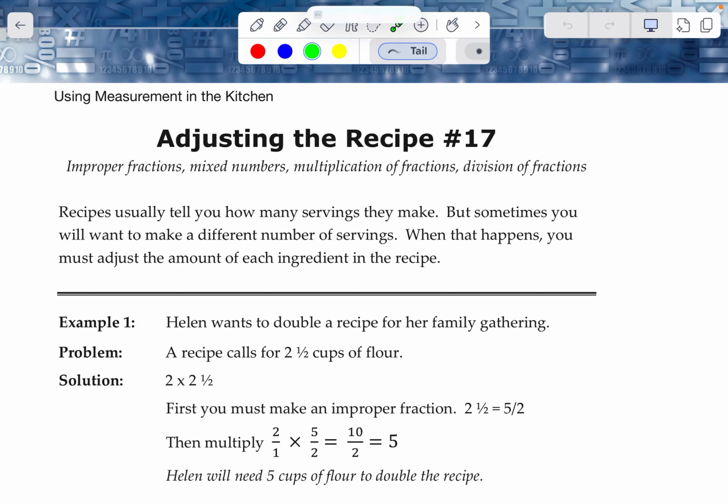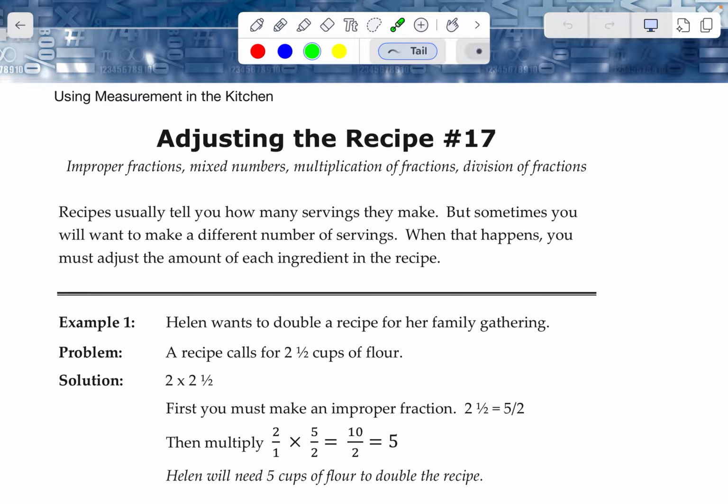Okay, so here's my goal. As we start doing the adjusting recipes, eventually we'll find a few recipes that I'll see if the foods class will make us, maybe some cookies or something like that, okay? But if you look at this one, it's all about adjusting the recipe depending upon how many people you're going to have. So sometimes you might need to double the recipe. Sometimes you might need to halve it. Those are the most common.